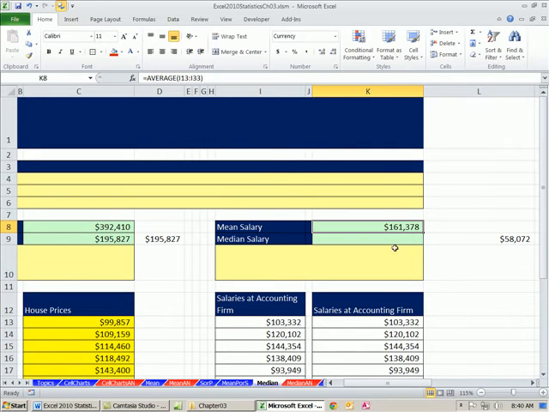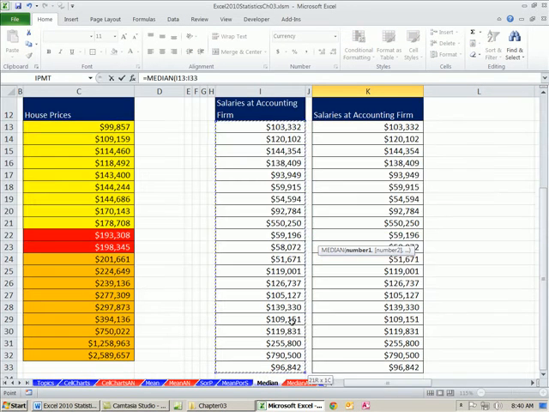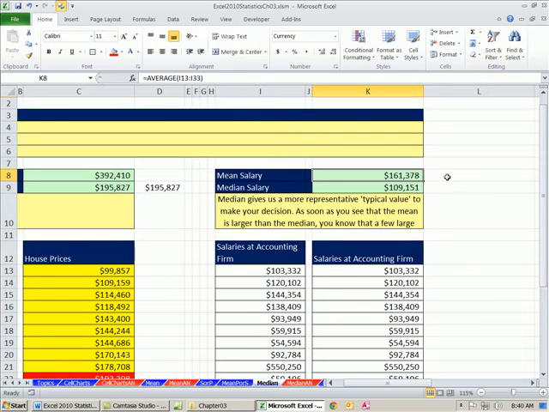All right, we can do the same set of calculations over here. There's the average, and here's the median. Oops, I already left that there. So for the salary data, same situation. We know that there's a few large values pulling the mean up. Median gives us a more representative typical value to make your decision.